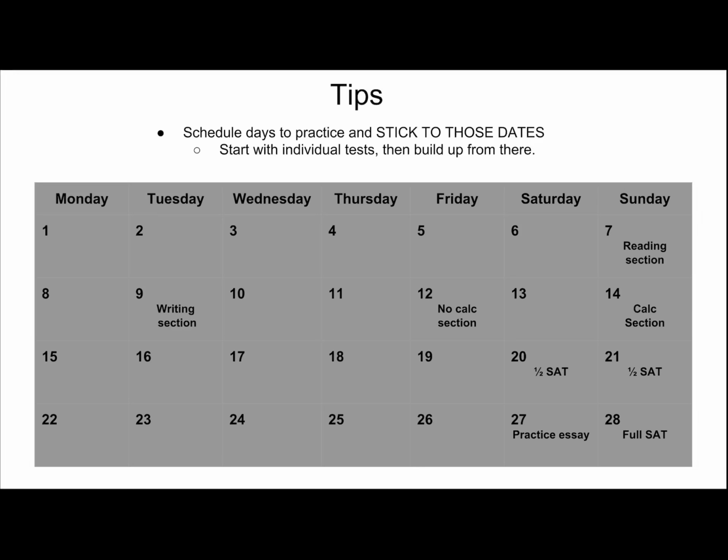So here's a sample one. For example, Sunday you do a reading section, just one section. Tuesday you do a writing section. It's only 35 minutes of your day. Friday, you do maybe a no-calculator section. That's 20 minutes of your day. Sunday, calculator section. Then the next week, you can do half of the SAT, like the reading and writing sections, and then the next day, the math sections. Then you can do a practice essay. Then you can do a full SAT. But see how it is spread out so you don't go crazy.